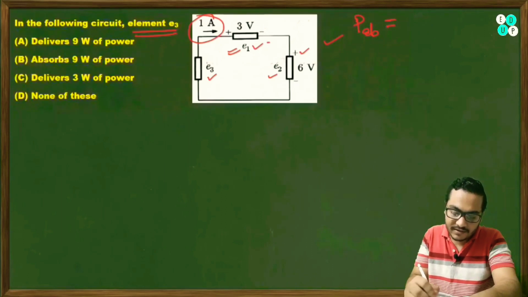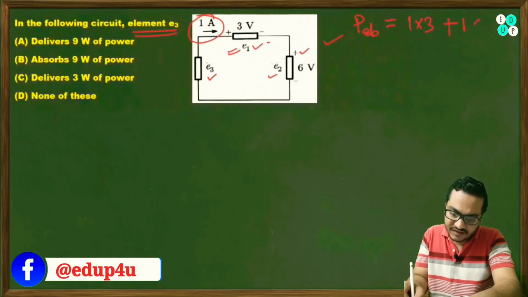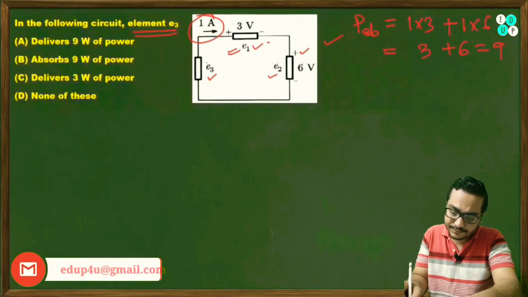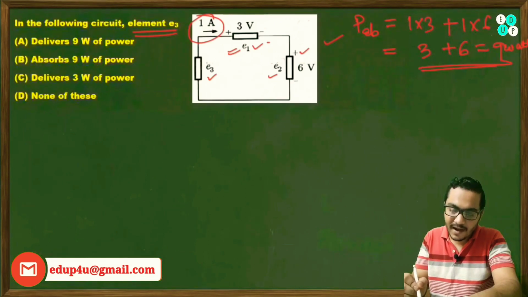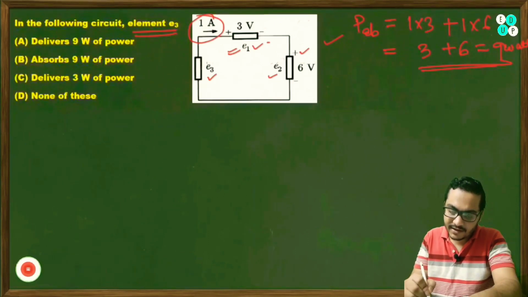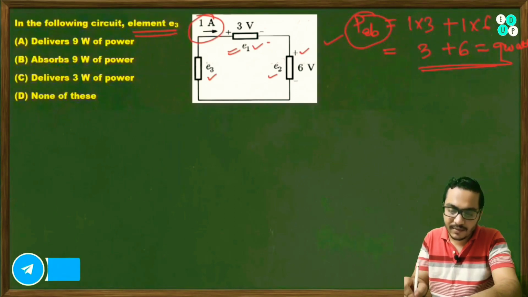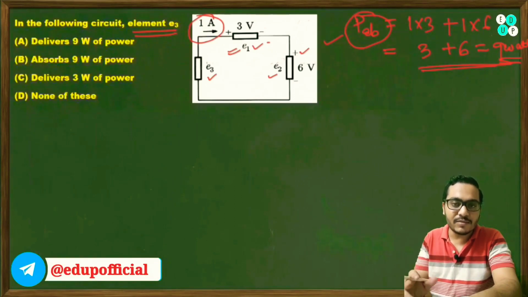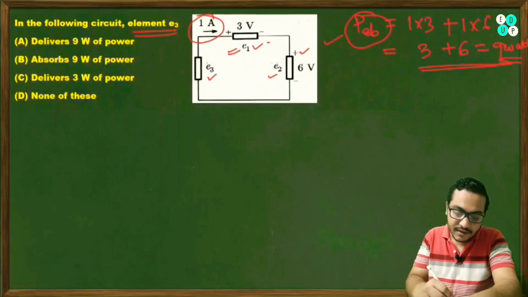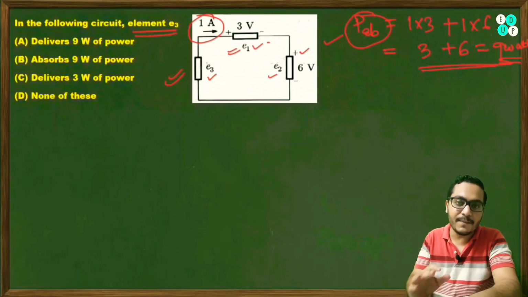So the net power absorbed equals the power absorbed by E1 plus the power absorbed by E2. Power absorbed by E1 is current into voltage, so 1 into 3. Similarly for E2 this is 1 into 6. So 3 plus 6 equals 9 watt. As the power absorbed by the elements is 9 watt, there must be an element supplying or delivering the same amount of power to satisfy the conservation of energy that I told you in the previous slide.